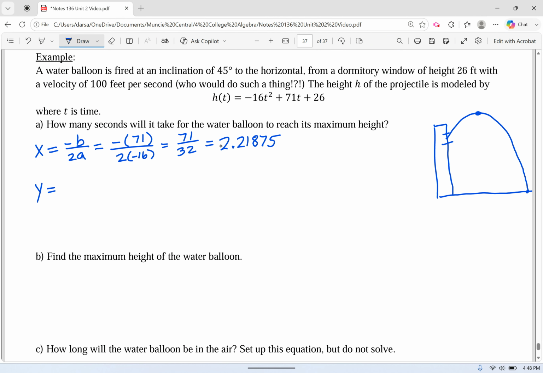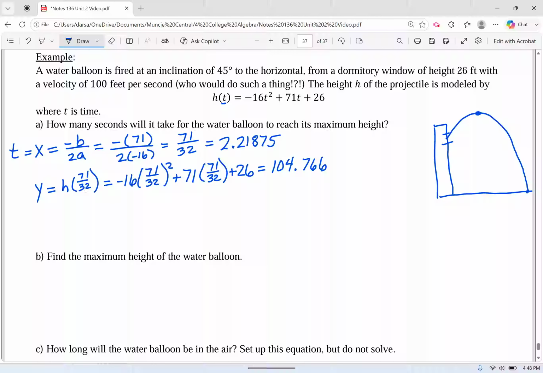How do we find the y value? Well, by the way, this isn't an x, it's a t, because that is what we have in the place of x. We're going to take this time and plug it back into the original function, so we're going to find h of 71 over 32. Plugging that in, we get negative 16 times 71 over 32 squared plus 71 times 71 over 32 plus 26. And if we put that into our calculator, what we're going to get is 104.766, and that is a rounded number.